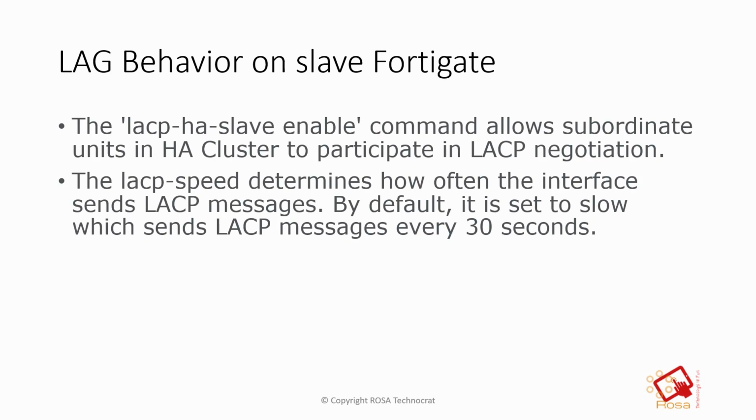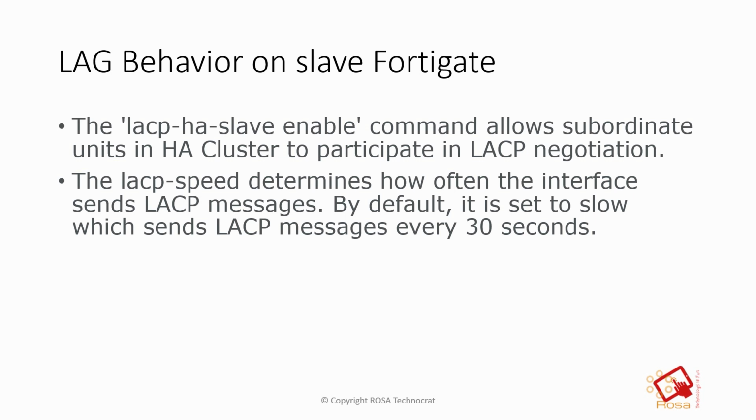Now this is a little advanced point. I will talk about this when I do the practical or after a few slides. When we create an aggregate interface, it's always the primary or the master firewall that participates in the LACP negotiation. And if you want the LAG to be established even from the slave at the same time, then we have to use this command if it is an HA: LACP HA slave enable. What it does is allow the slave FortiGate also to participate in the LACP negotiation.